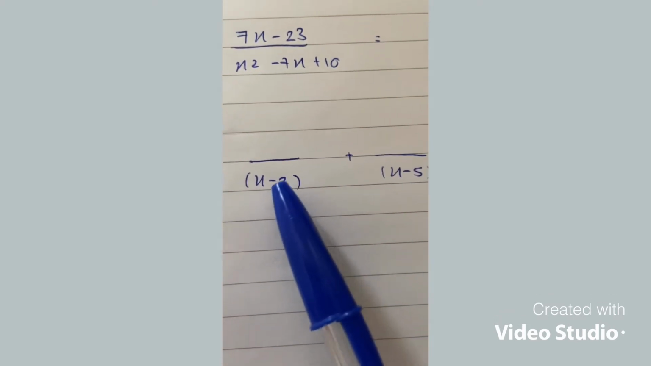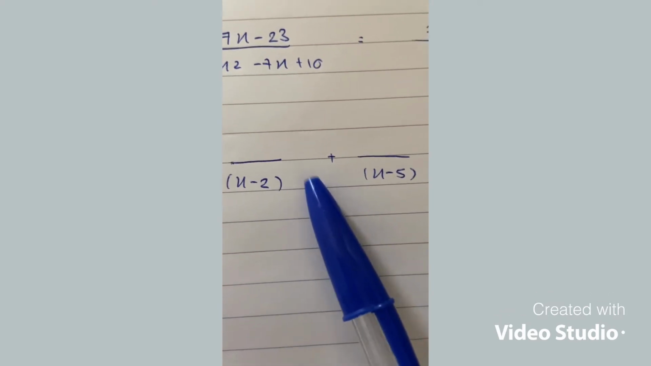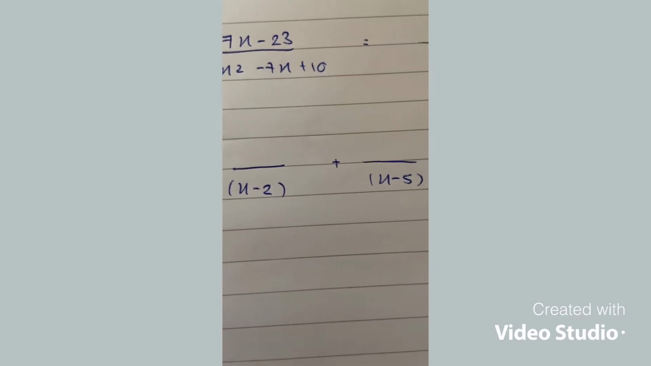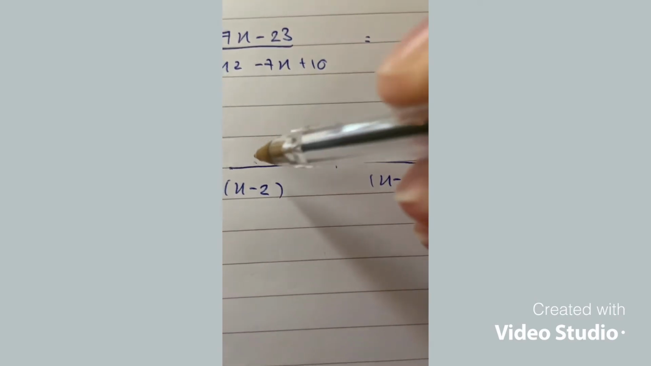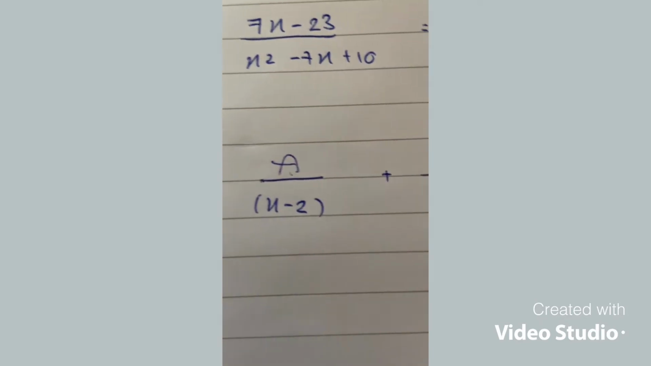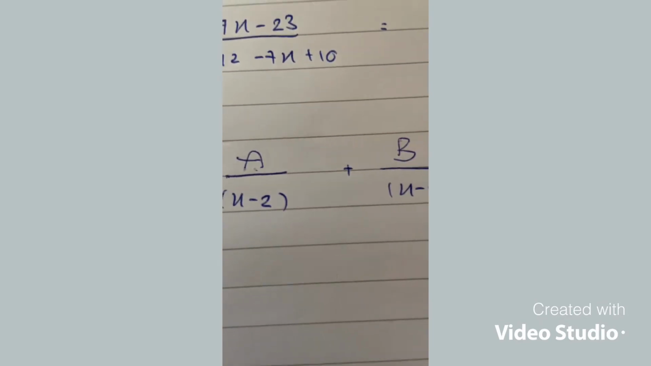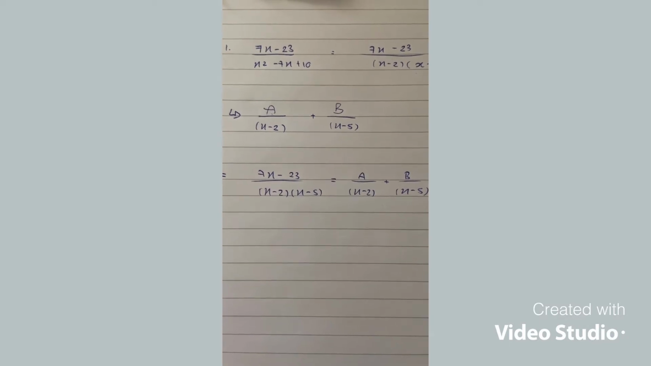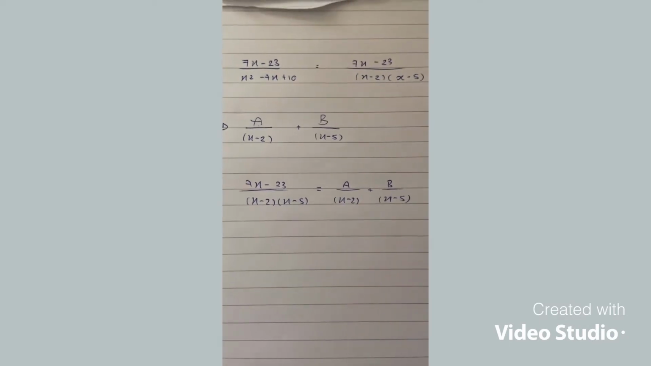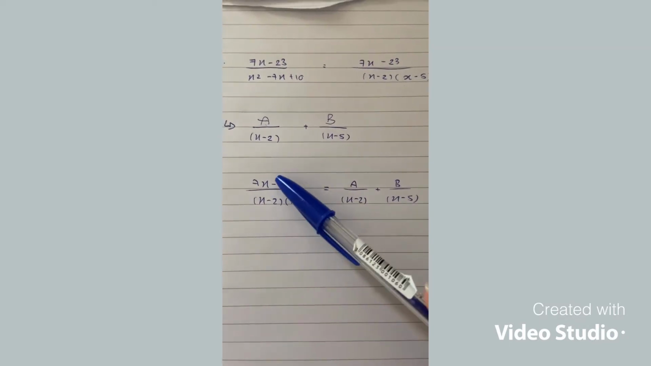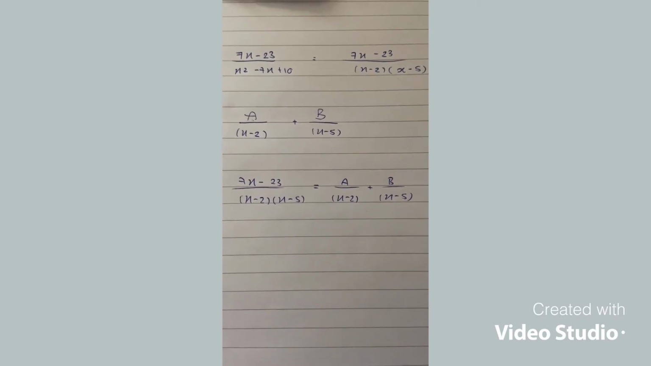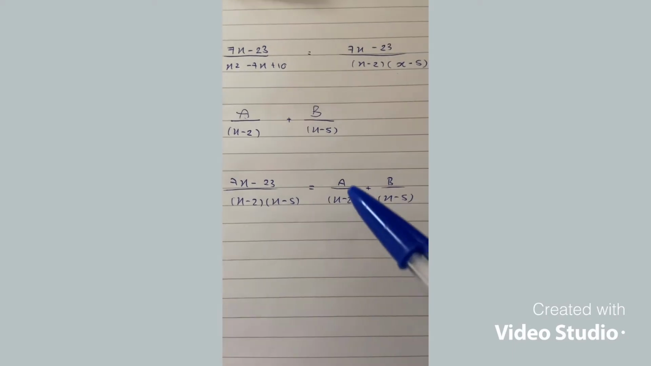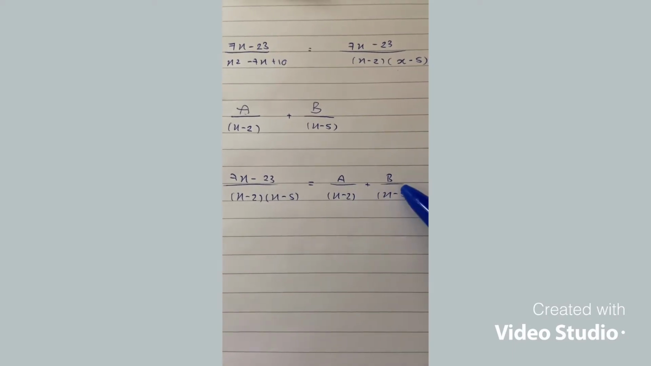Now every time you have a linear factor in the denominator, you have to put a constant on top. So I'm just going to use a and b. So a, and then b. So what I did now is I just rewrote this and this over here. Our goal is to determine what your value of a is and what your value of b is.